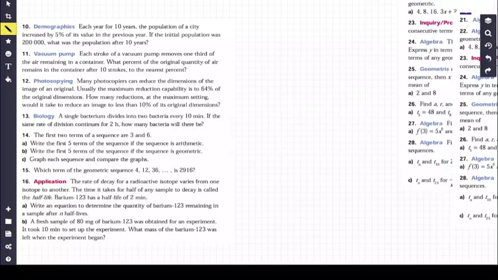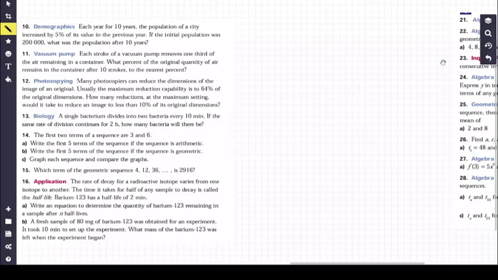Okay. Many photocopiers can reduce the dimensions of the image of an original. Usually, the maximum reduction that these machines can do is to 64% of its original dimensions. So, how many reductions at maximum setting would it take to reduce an image to less than 10% of its original dimensions? So essentially what we're trying to do is 0.64 to the n power, and we need it to be less than 0.1, which is 10%.